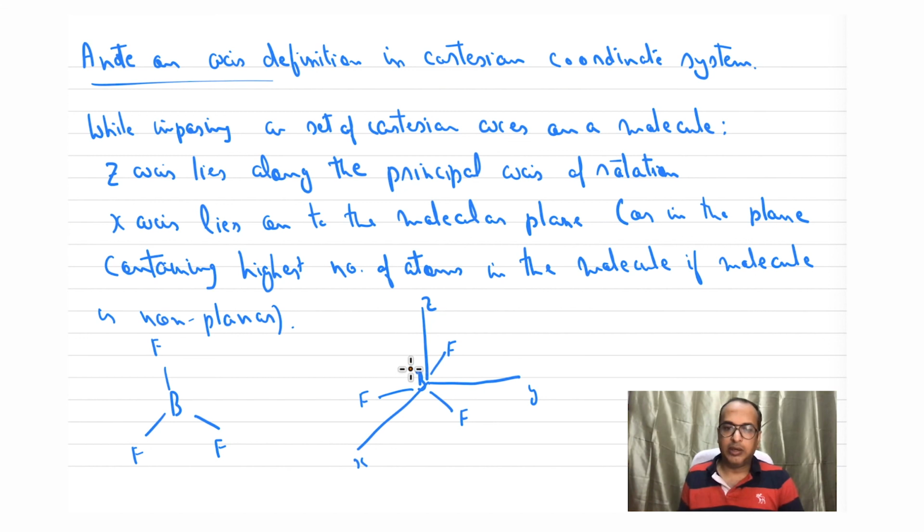So this BF3 molecular plane is now in the XY plane. The X-axis is along one of the BF bonds, right? And the Z-axis is along the C3 axis, okay? So this Z-axis becomes our C3 axis. The X-axis is now one of the C2 axes, and then these two fluorine atoms would lie onto the XY plane. So that's how you try to orient the molecule onto the Cartesian coordinate system, okay?